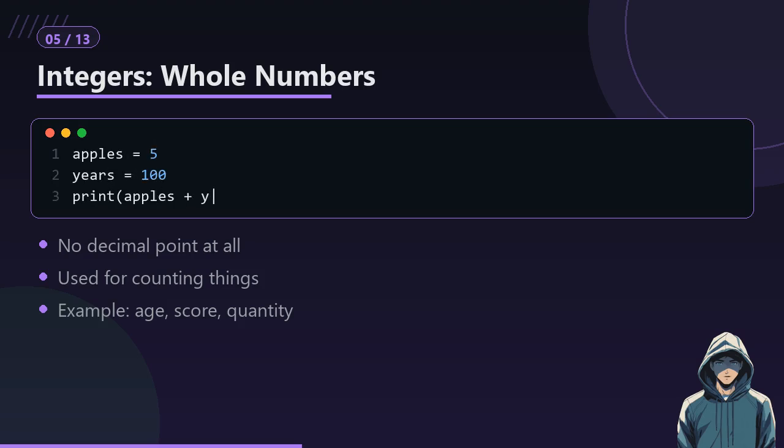An integer is just a whole number, like how many apples are in a basket. There is no decimal point involved, just a clean count. You might use an integer for someone's age or the number of items in a cart. In short, integers are for counting whole things.